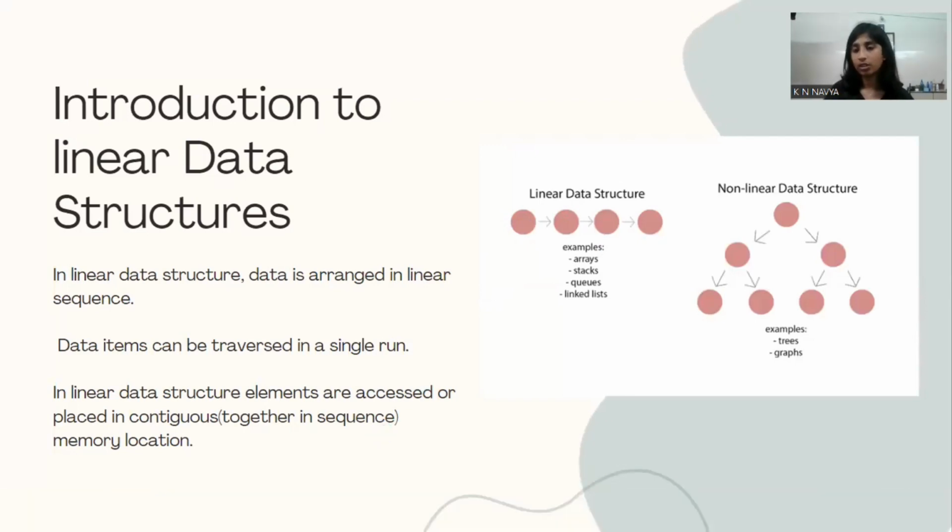together in a sequence. In a non-linear data structure, as you can see, the data is not stored in that way. It is divided into different parts. That's why trees and graphs are the examples.